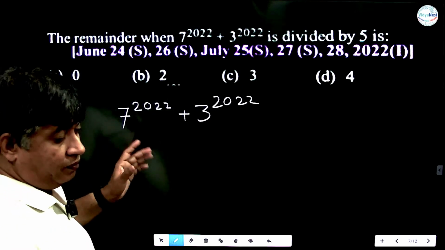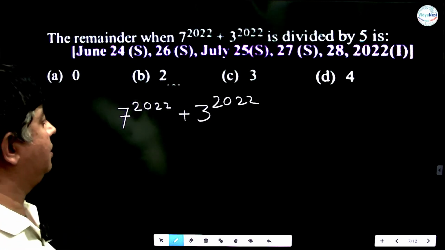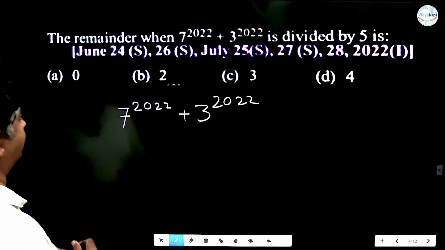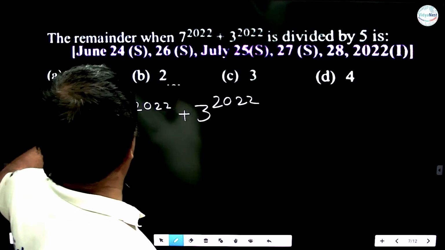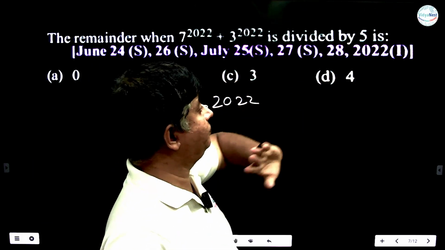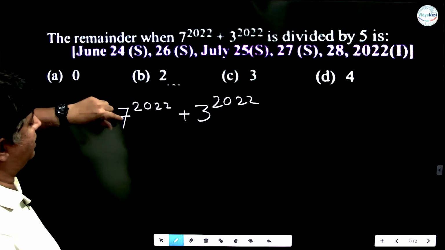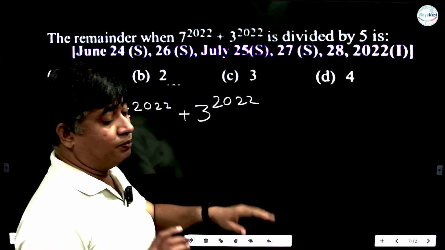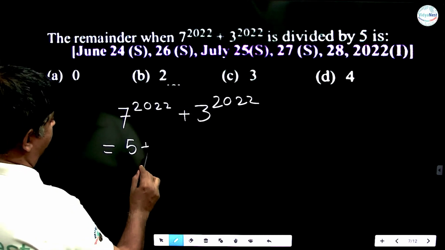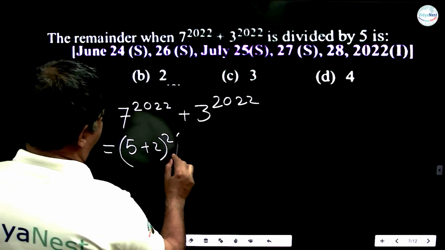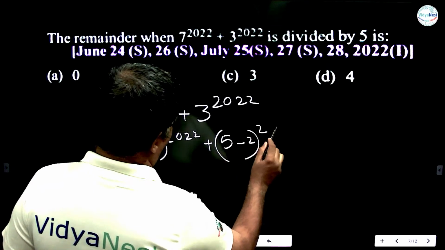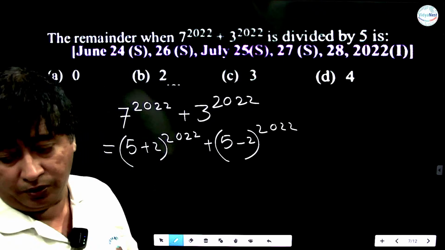Looked very tough, sir. It cannot be done by any conventional method, but if you use binomial, the toughness of the sum will be withdrawn. First of all, you have to observe that you are told to find the remainder when it is divided by 5. So you express 7 and 3 both in terms of 5. 7 means 5 plus 2 whole to the power 2022. 3 means 5 minus 2 whole to the power 2022.